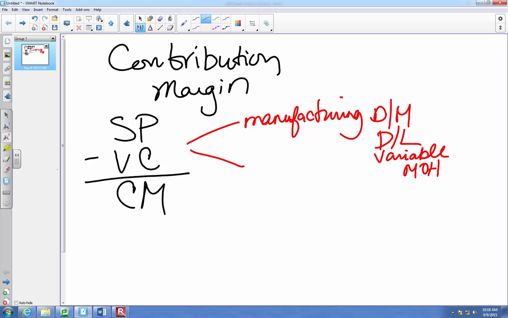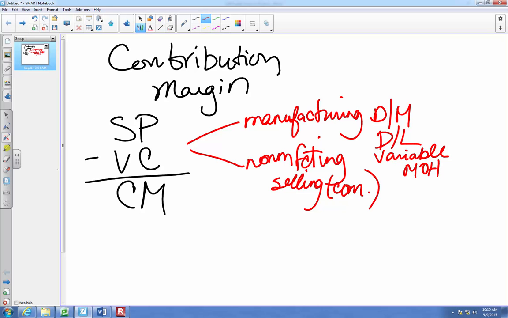Okay, what other kinds of variable costs are there other than manufacturing? So non-manufacturing, right? Like, go ahead, Jess. Right, like selling expenses, like commissions, for example. You can have variable administrative costs, like a per order processing fee.